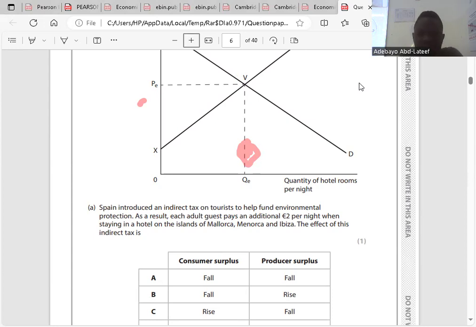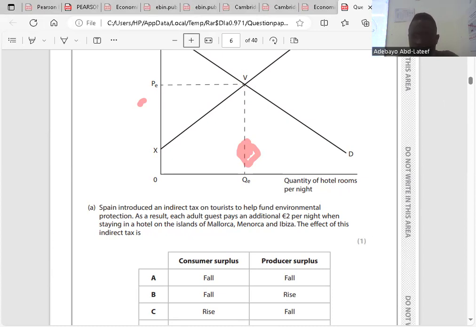Before we go into the effect of indirect tax, what's an indirect tax? An indirect tax is a tax on spending or on expenditure. An example of an indirect tax is a value-added tax. Here there's a tax on tourism. The government is trying to protect the environment because not protecting the environment will bring about market failure. So as a result, government is increasing indirect taxes. So an increase in indirect tax would do what?